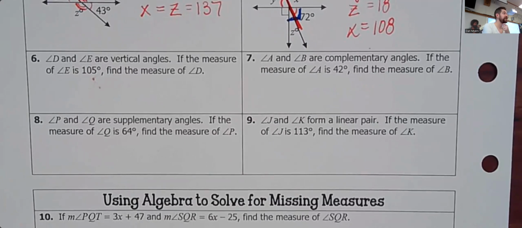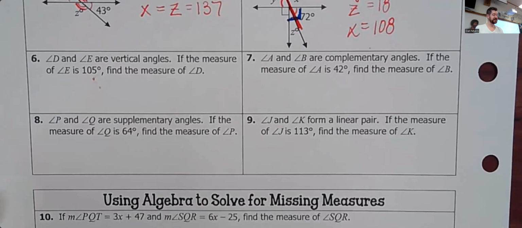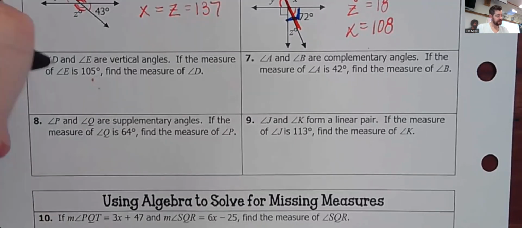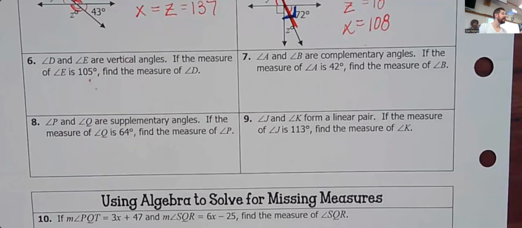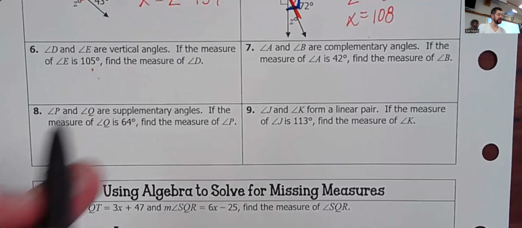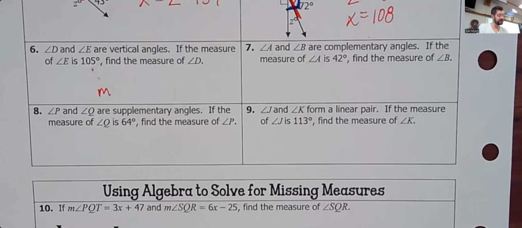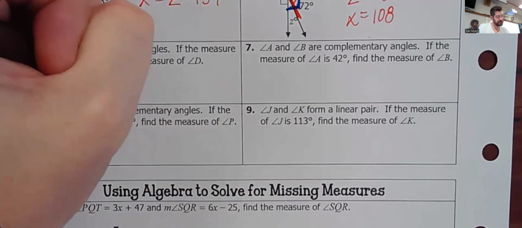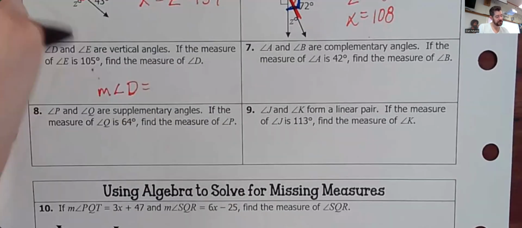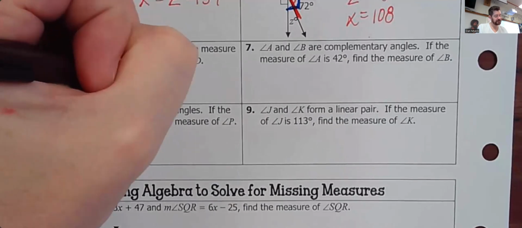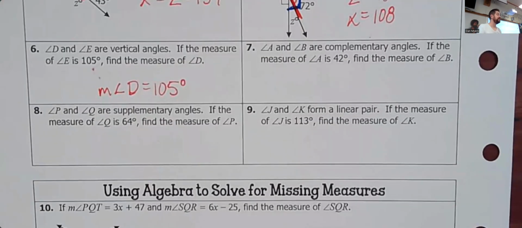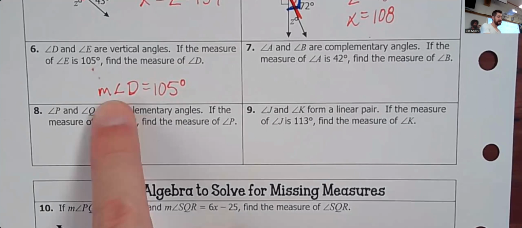Hopefully this one is pretty straightforward. Vertical angles are what? They're the same, they're congruent. So what's their answer for number 6? 105, good. So remember, in terms of writing an angle measurement based on the name of an angle, we're gonna go lowercase m, measure of, and then angle D equals 105 degrees.